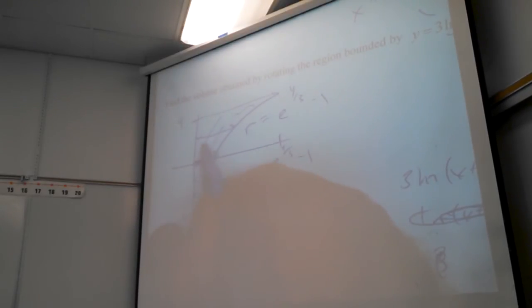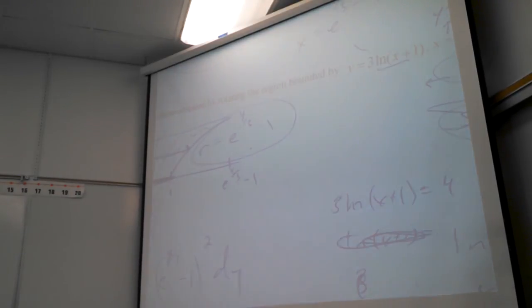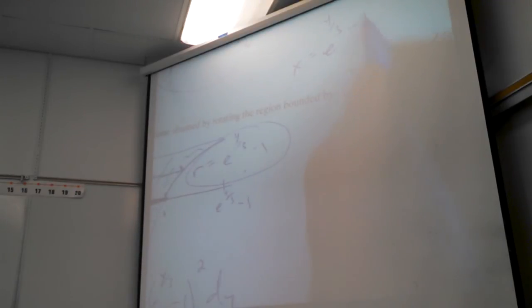So then what's my radius going to be? I go from the axis out, so my radius is equal to that. Solving this for x, is that cool? Got to get a function of y, right? If I want to do integral dy.